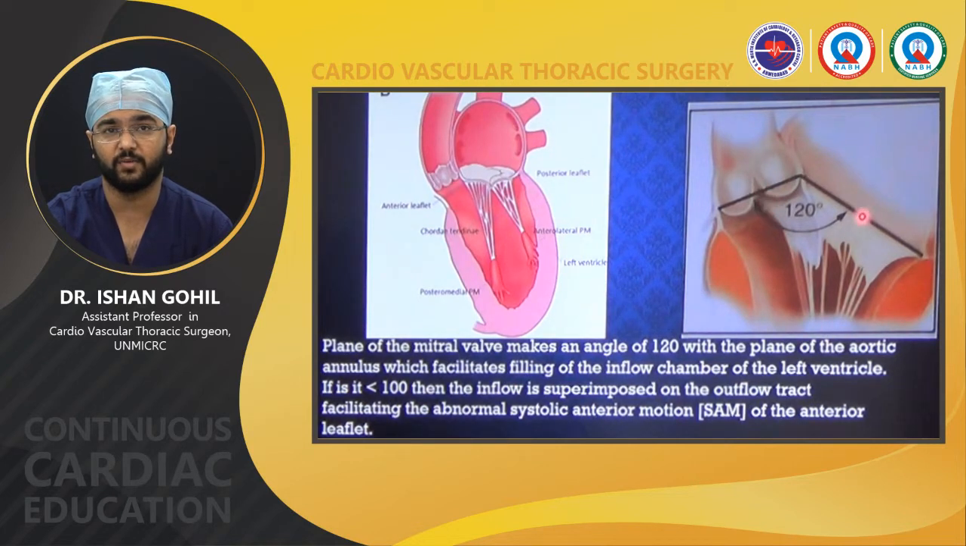If this 120 degree angle decreases, then the inflow is superimposed on the outflow tract, facilitating abnormal systolic motion, that is SAM, of the anterior leaflet, which is explained by, suppose this angle is reduced, the AML, that is this line, goes more towards the LVOT, and it obstructs the outflow tract of the LV. So it flutters and decreases the flow from LV into aorta. So it is called systolic anterior motion of the anterior mitral leaflet, which obstructs the LVOT.